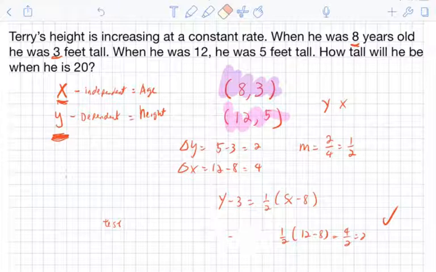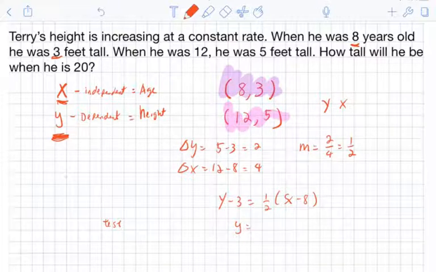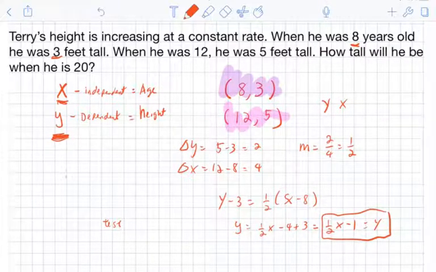Okay, so there's my equation. And so the idea here is, you know what, let's put this in slope-intercept form. So that's 1/2 x minus 4 plus 3, which is 1/2 x minus 1. Wow, when he was 0, his height was minus 1. Weird. Okay, so now I can use my equation in slope-intercept form to answer the question.